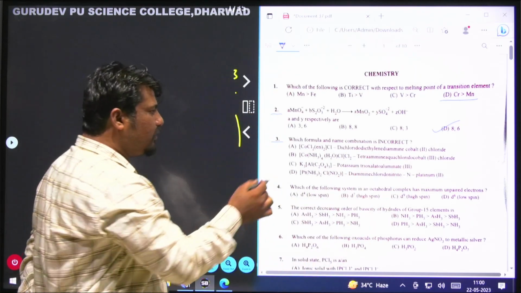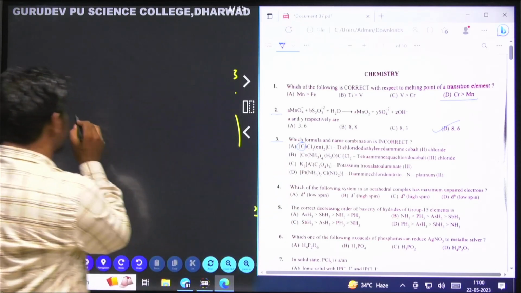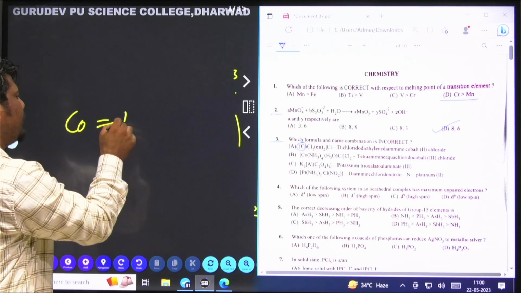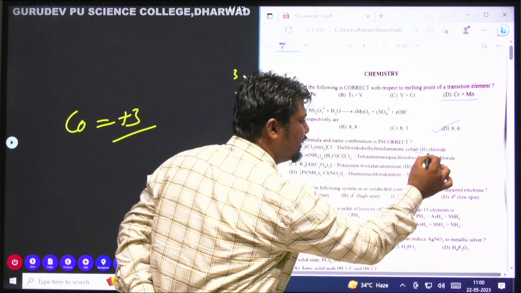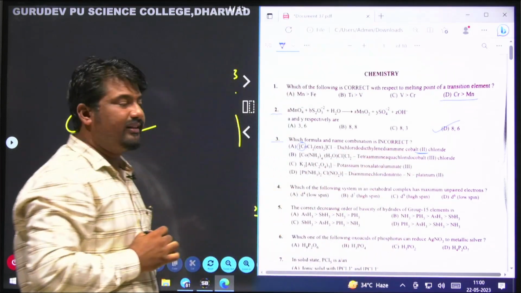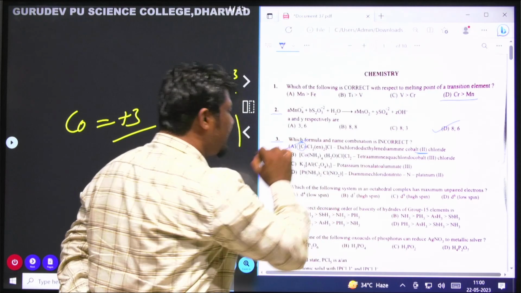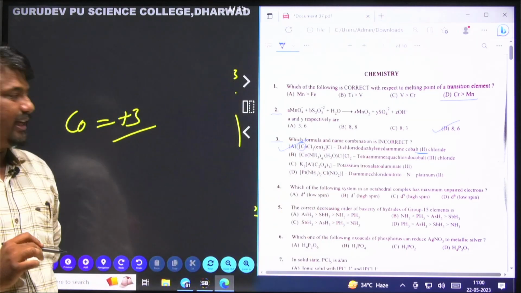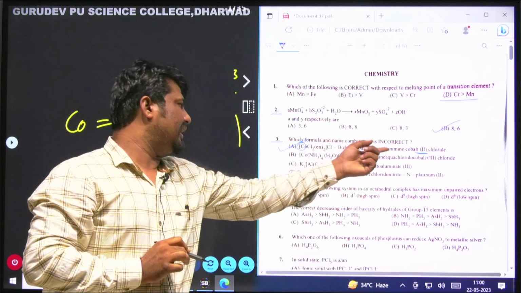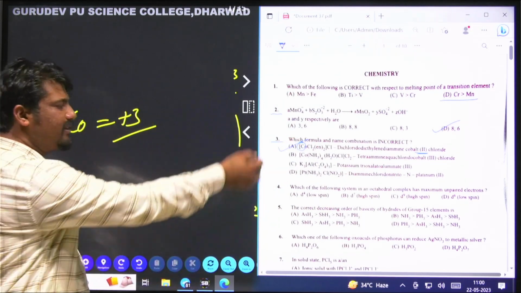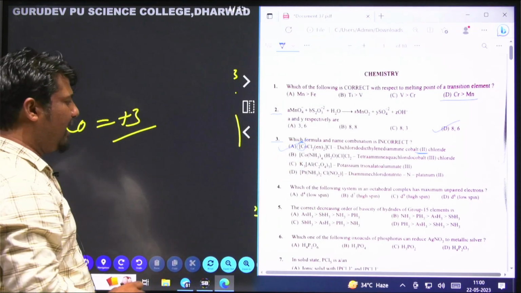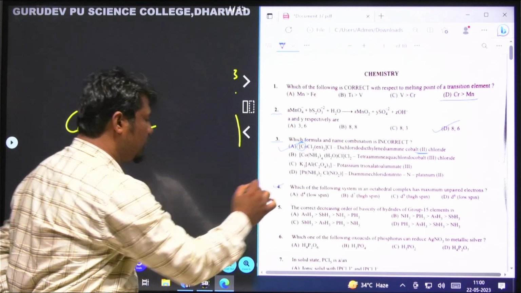Actually we know that cobalt should show the +3 oxidation state here. But in the answer, what have they given? +2 they have given. That's the reason why the first option is the incorrect option, and since the question asks for the incorrect one, it is the right option. The remaining ones are right. Next I will come to question number 4.